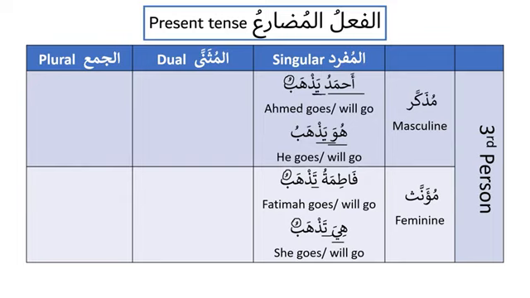So how will you recognize whether the verb is used for the masculine or for the feminine? Very simple. When you see ya and in the end you see dhamma, that means it is used for the masculine. And when you see ta and in the end you see dhamma, that means it is used for the feminine. So we say Ahmadu yadhabu or huwa yadhabu, and Fatimatu tadhabu or hiya tadhabu.